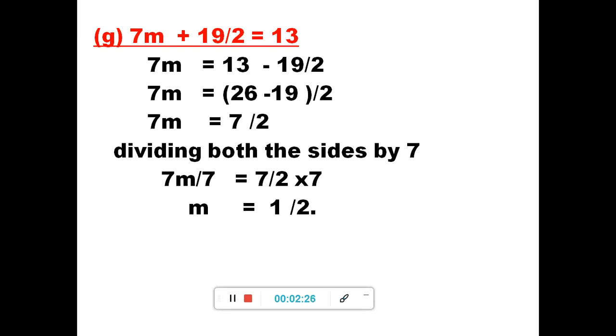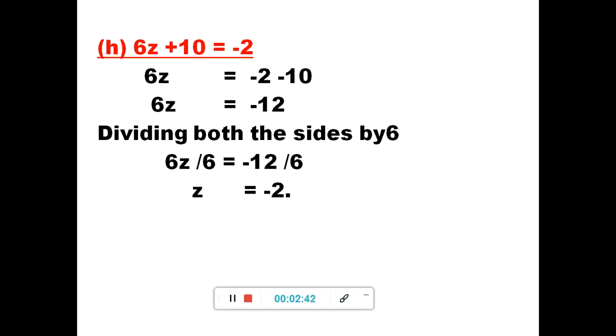7 by 2. Now, dividing both the sides by 7, as we have to remove the number and we are left with only the variable. So, 7m divided by 7 equal to 7 by 2 into 7. So, 7 and 7 will be simplified. So, m equal to 1 by 2.